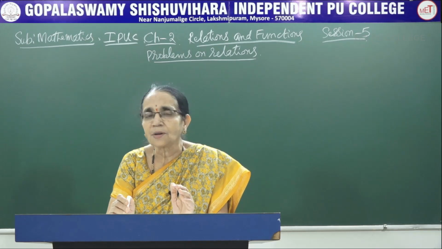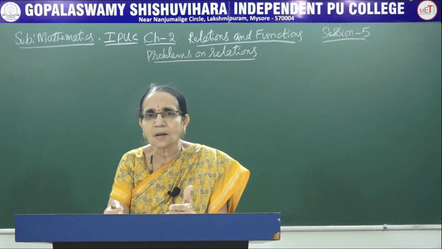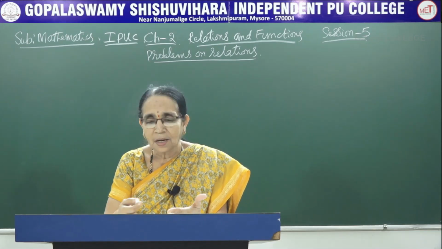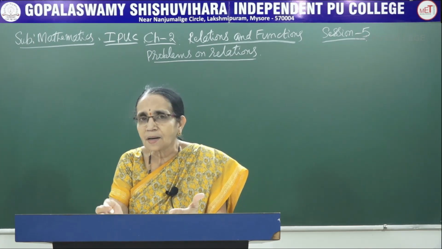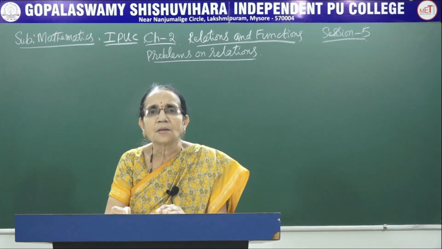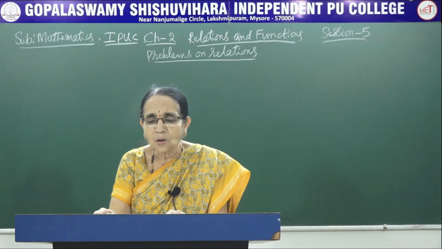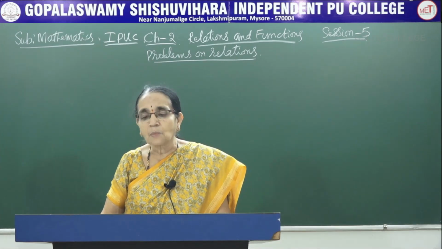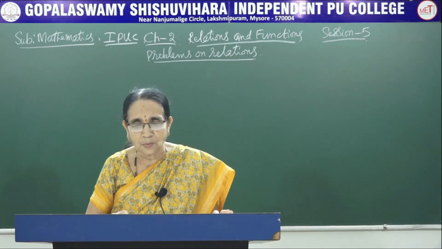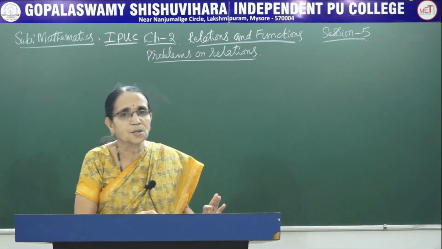And then codomain means the second set that you are considering, generally we take it as B. Let us assume the relation is from A to B, the second set B is called the codomain of that. So, this is what you learnt in the earlier sessions. In today's session, I am going to work out some problems. So, it is problems on relation.